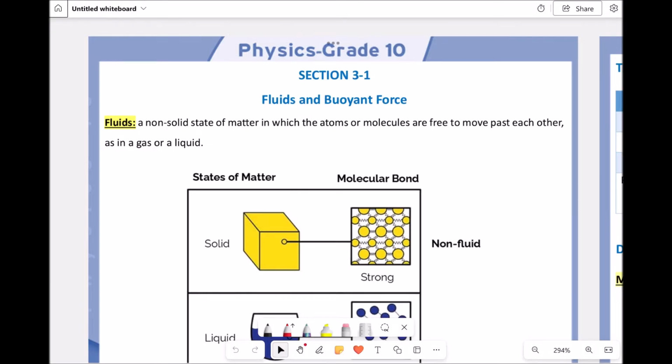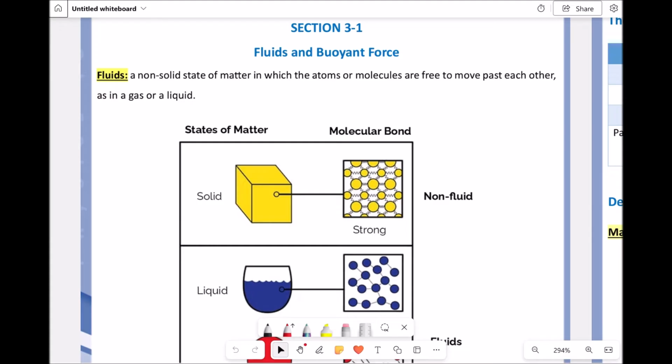In this chapter, we will be dealing with fluids and buoyancy. Section 1, we have fluids and buoyant force. Now, if you remember in the previous chapter, we talked about the states of matter. We had solids, liquids, and gases. And we learned each property of each phase.